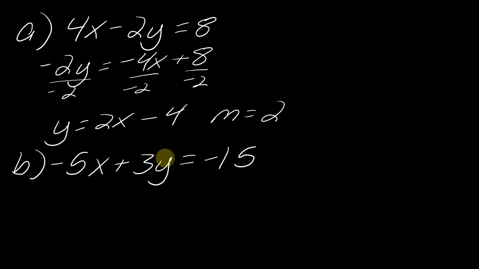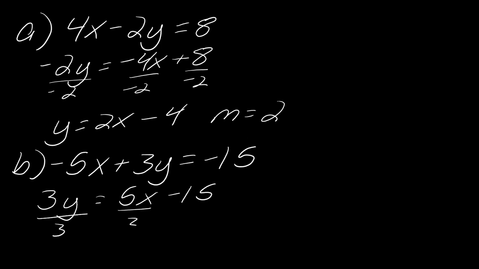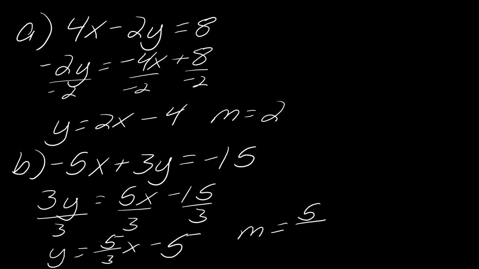And then for this other equation, in this case I want to add the 5x to the other side. So this becomes 3y equals 5x minus 15, and then I'll divide everything by 3 to get y equals 5/3 x minus 5, and in this case I can see my slope will be 5/3, and so that's it.